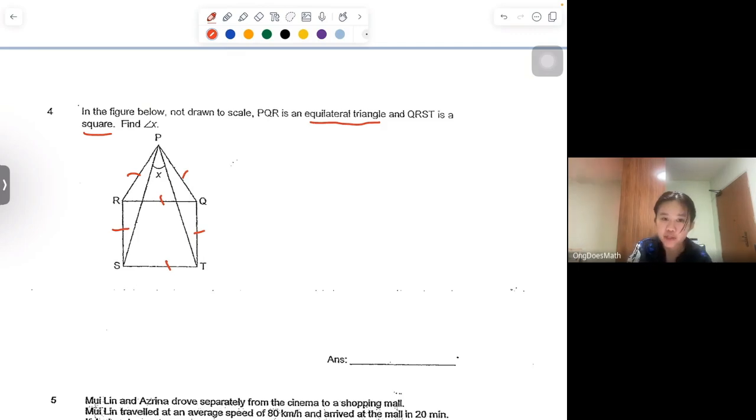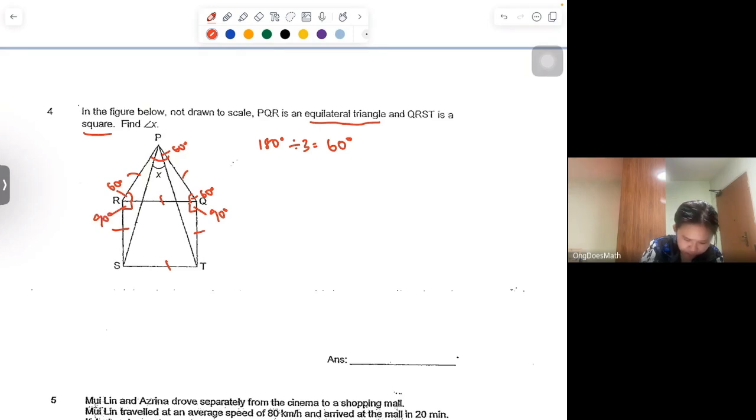Another thing about equilateral triangle is that all angles are the same, which means this angle is 60. This angle is 60. This guy over here is also 60 degree. How do I get 60, right? Just take angle sum in the triangle, divide it by 3, because there are 3 equal angles. So this will give you 60 degree. Next up, I hope you can see this 90 degree over here, because they are just corners of a square.